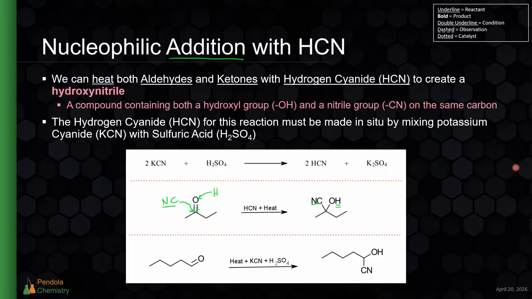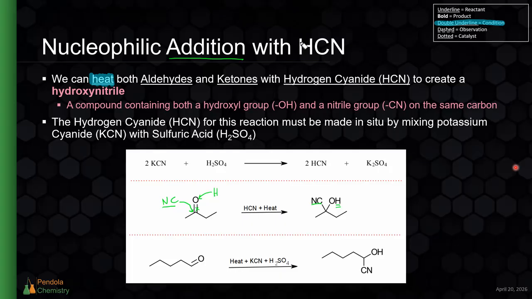But one other thing that I should point out is that this reaction does need to happen in heat, meaning this reaction does need to be heated as a condition for the reaction to work. So one of the conditions for this reaction is heat. And it does, again, create a very useful hydroxynitrile, and we'll see why that's useful in a couple slides.